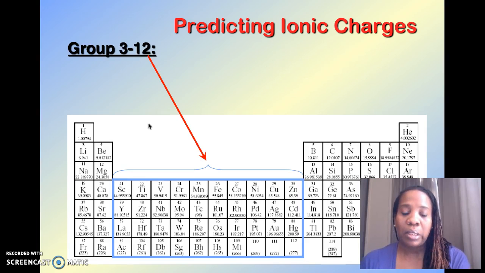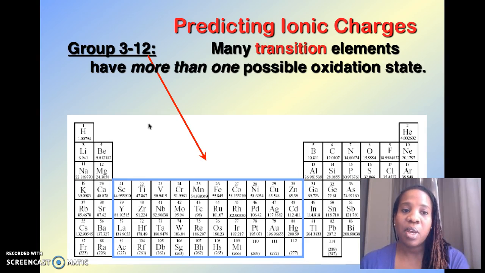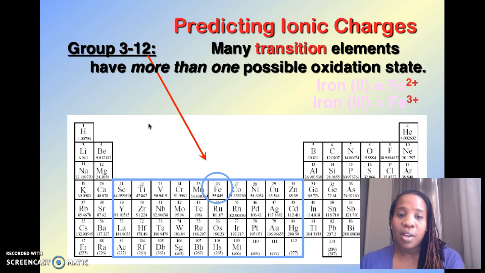Okay, in the middle now we have the transition metals, and what happens is that they can form more than one possible charge. So we're going to leave them out of the generalization for now. We'll talk in a few minutes about how to figure out what their charge is in the specific compound that you're looking at.